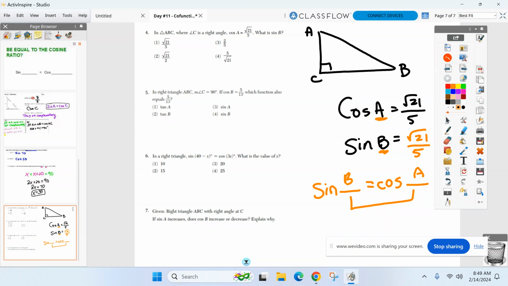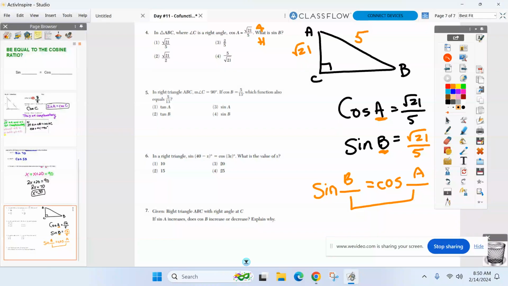All right? Or here you go. We can do it this way too if you don't like the way I just showed. What's cosine equal to? Let's go back to SOHCAHTOA. Adjacent over hypotenuse, right? So everyone go to angle A right now. The adjacent side to angle A, mark it with a radical 21. The hypotenuse, mark it with a 5.